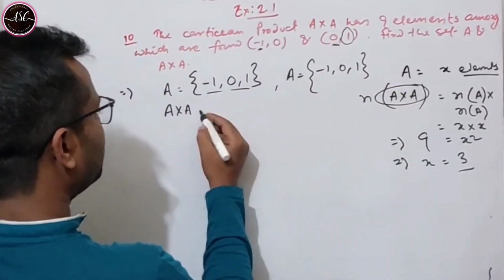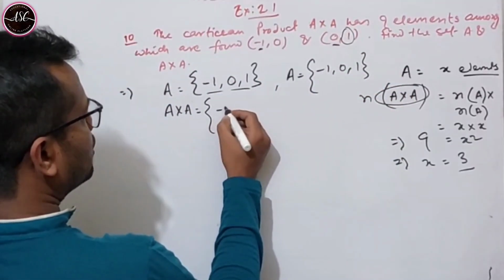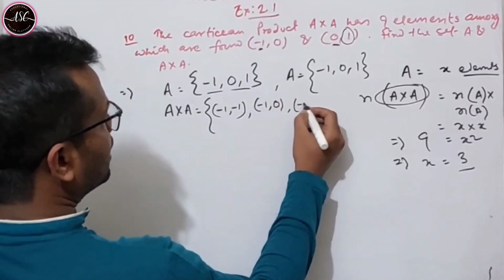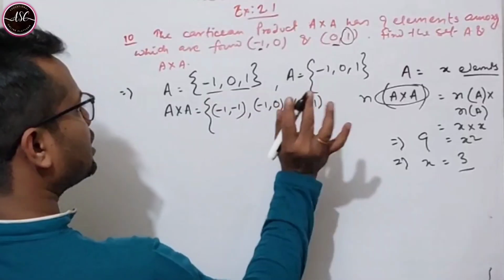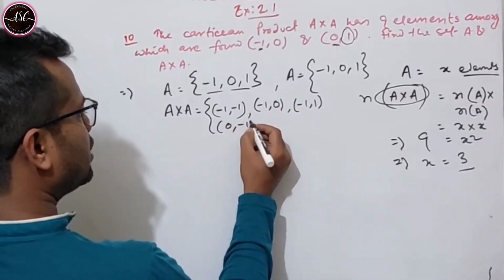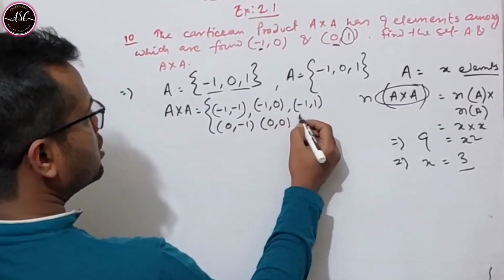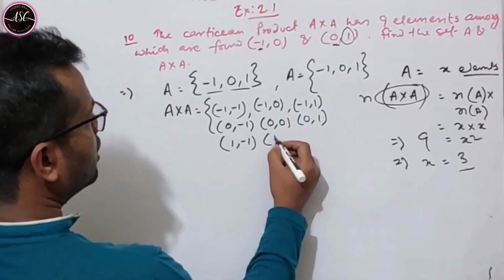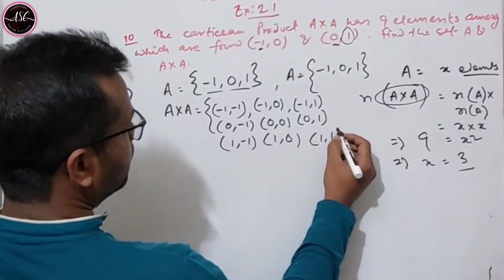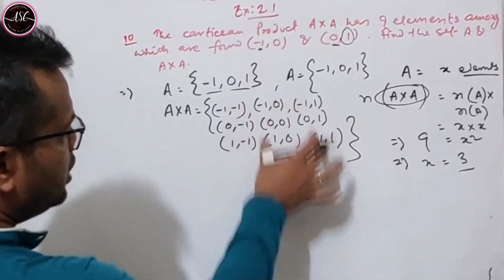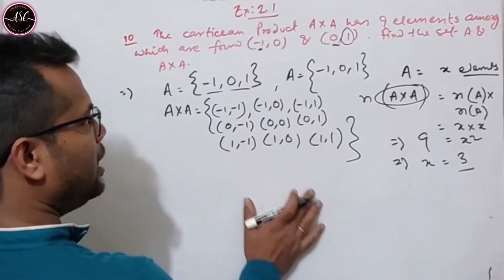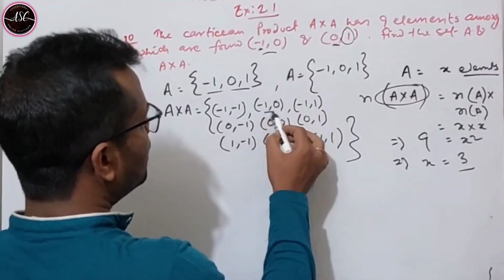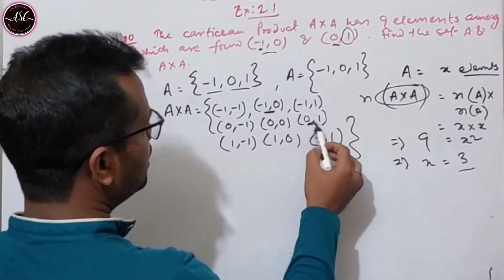So now the first element with the first element, minus 1 comma minus 1. Then minus 1 comma 0. Then minus 1 comma 1. Okay, first element work has been done. 0 comma minus 1, 0 comma 0, 0 comma 1. Then third, 1 comma minus 1, 1 comma 0, 1 comma 1. These are all the elements of A cross A.